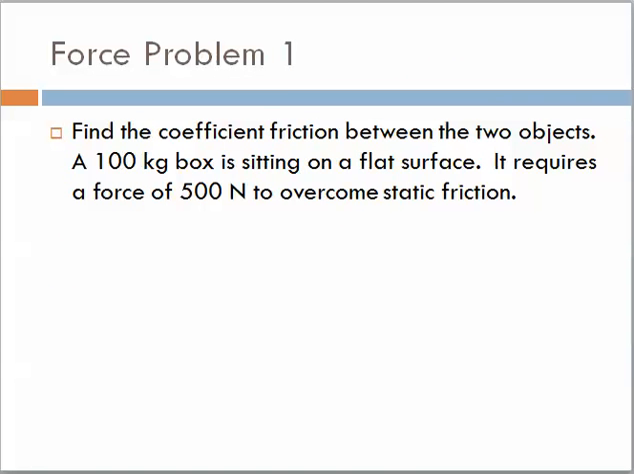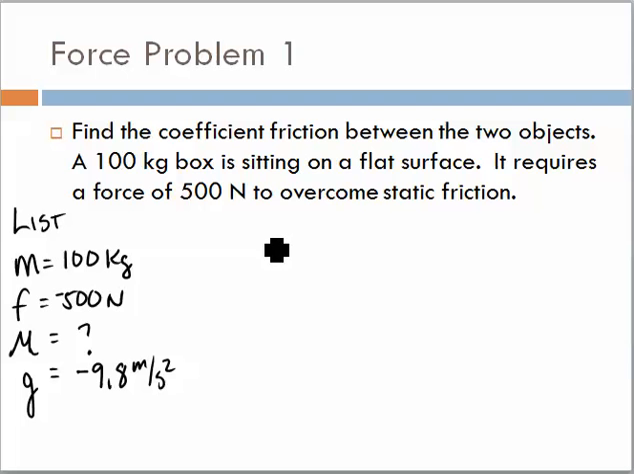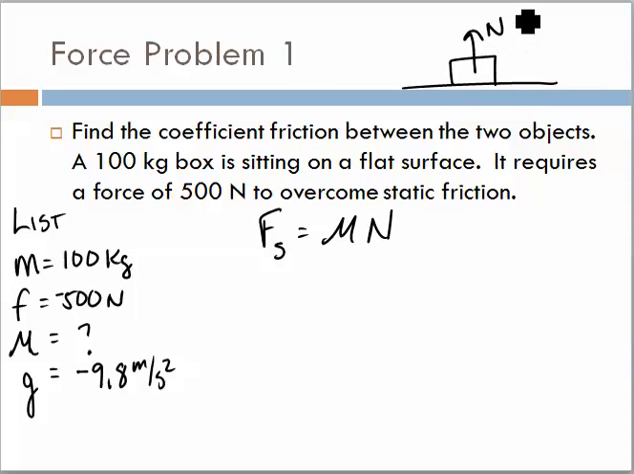All right, our first problem here. Find the coefficient of friction between two objects. We have a 100 kilogram box that is sitting on a flat surface. It requires a force of 500 newtons to overcome static friction. Okay, what we've got here then is we're talking about the static friction, and it's mu times n. Well, let's start to plug in some things we know. N is the normal. That's the force pushing straight up on this box. And that right there is going to be m times g.